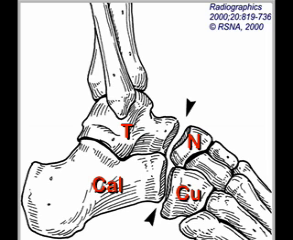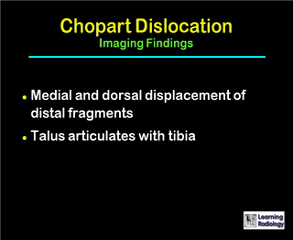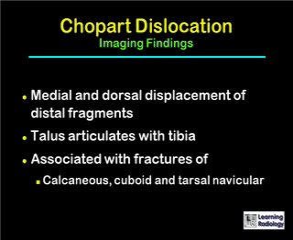The black arrows are pointing to the Chopart joint, which occurs between the talus and the calcaneus that make up the hindfoot, and the tarsal navicular and cuboid that make up the midfoot. Imaging findings for Chopart dislocations include medial and dorsal displacement of the distal fragments, although there can also be lateral displacement. The talus continues to articulate with the tibia, and Chopart fracture dislocations are associated with fractures of the calcaneus, the cuboid, and the tarsal navicular.